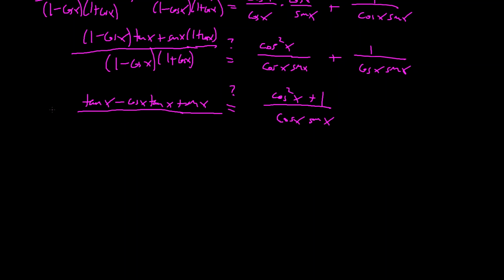I don't have much space here, so I'm going to write this over here. On the top I have sine x times cos x, sine x cos x plus. All right, and on the bottom, if I multiply these two terms, I have 1 minus cosine squared x.